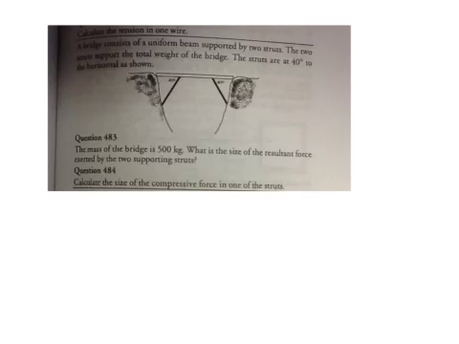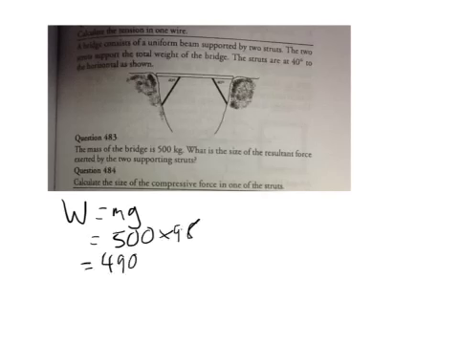So the resultant force is just the normal force, and that's going to be equal and opposite to the weight force. So our weight force is mass times gravity, which is equal to 500 kilograms times 9.8, which gives us a weight force of 4,900 newtons, so therefore our normal force is 4,900 newtons.